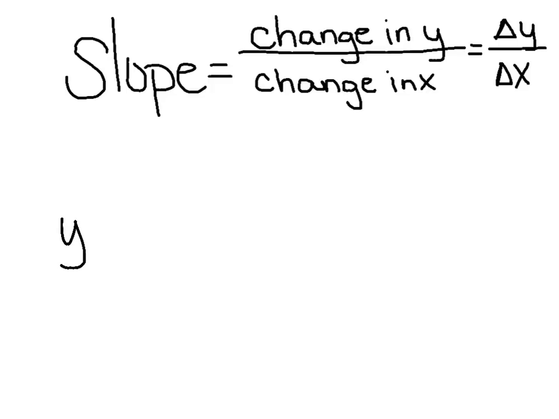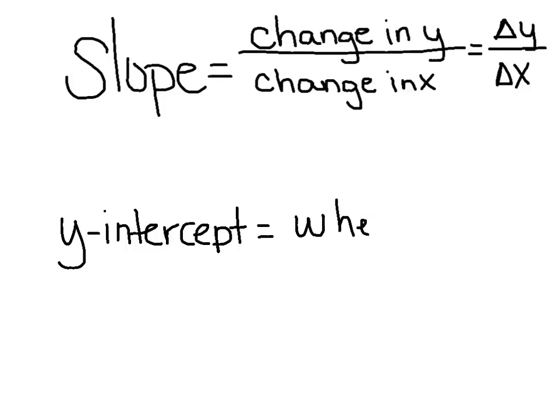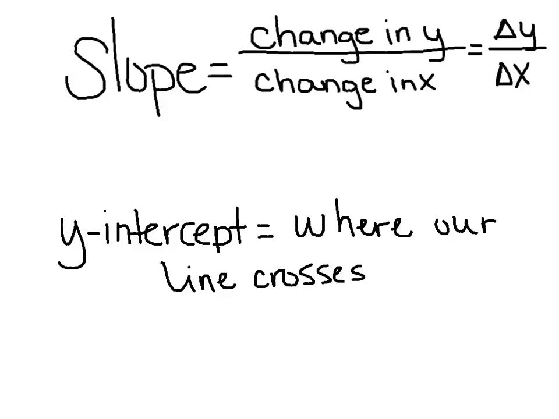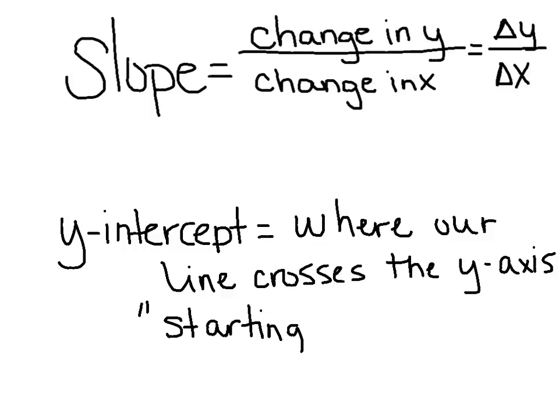And the y-intercept is where our line crosses the y-axis. Another way to say that, it is called a starting point. So if you're dealing with time, where would you be at the very beginning?